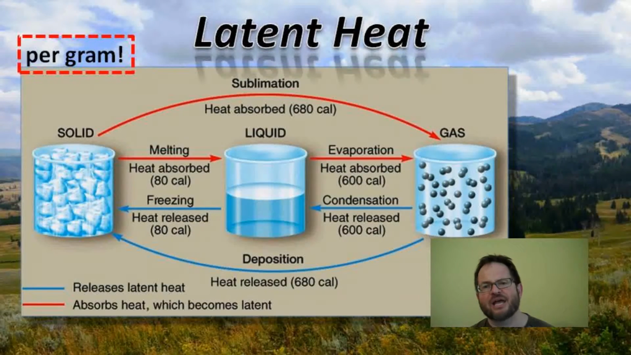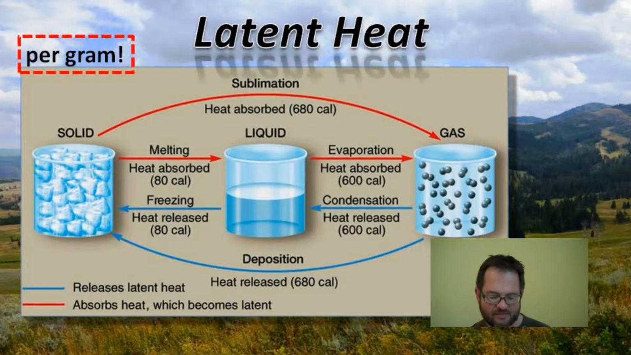Your lab manual has a diagram very similar to the one that's up on the screen right now, showing you all the different phase transitions like melting and evaporation and condensation and sublimation and all those kinds of processes. It shows you that each of these processes involves either absorbing or releasing a certain amount of latent heat. What the diagram, both on the screen and in your lab manual, could do a lot better is to tell you that these are in units of per gram.